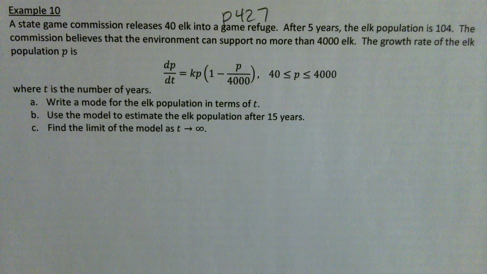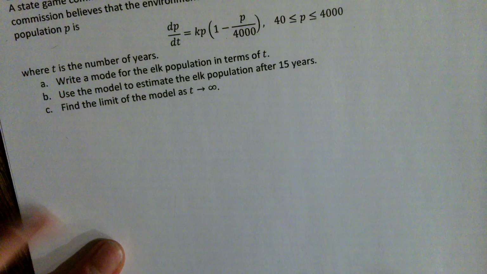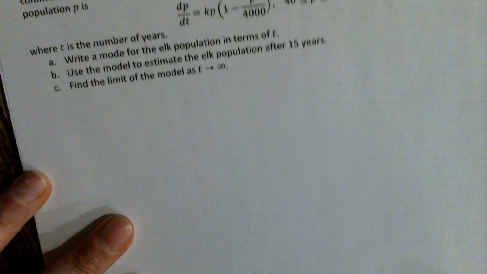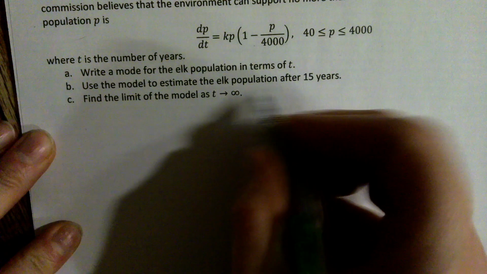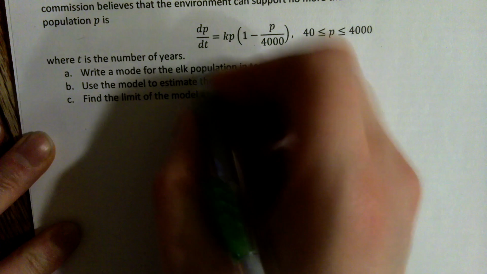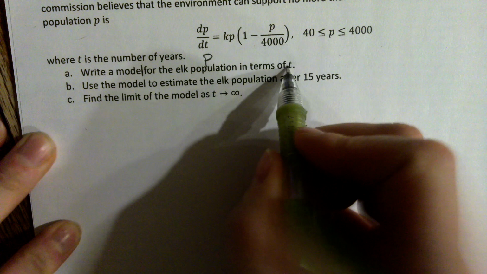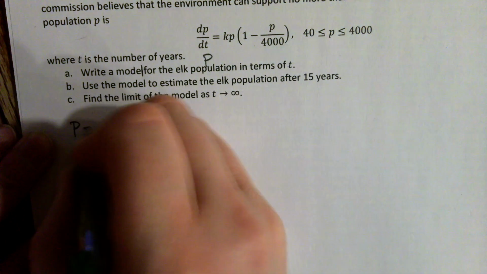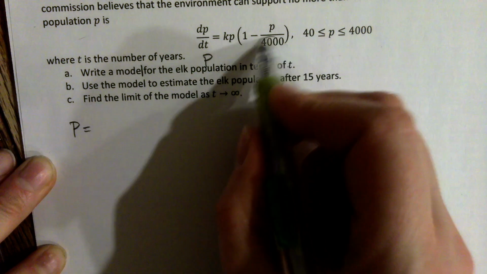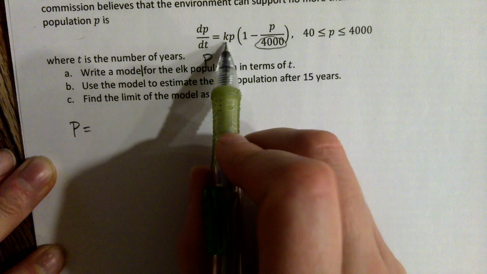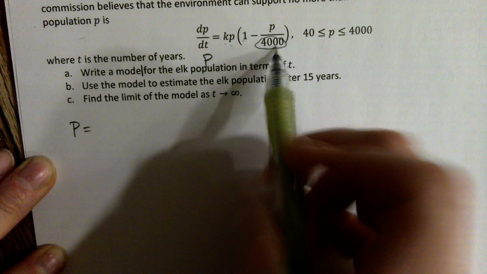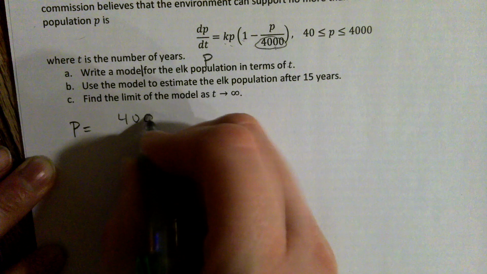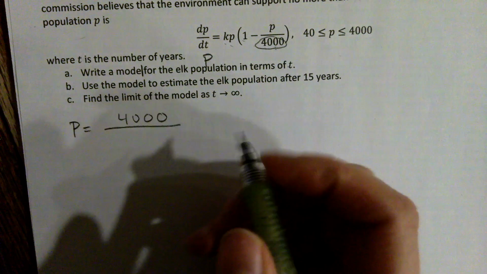So we are going to take something that looks like this, and it's going to look really familiar after I'm done working with it. We want to write a model for elk population, elk population P in terms of t. So I'm going to write P equals. Now, whatever this number is here, you're going to notice that there's a constant, and then there's P, and then there's 1 minus P over something. So that number right there is going to go in the numerator of my fraction.